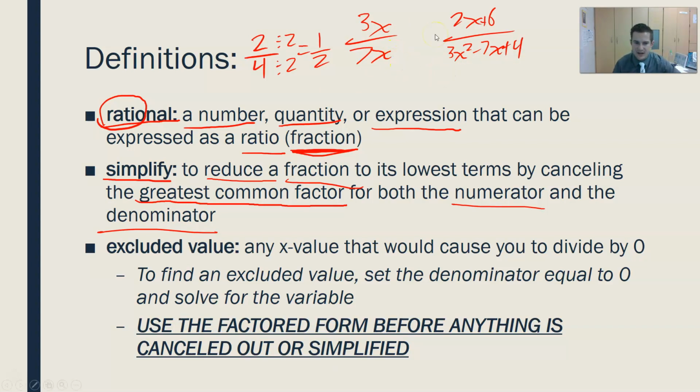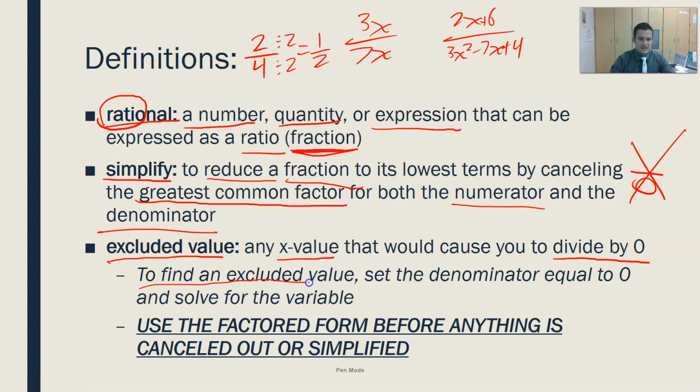And last but certainly not least, an excluded value is any x value that would cause you to divide by 0. You've probably heard in the past that dividing by 0 is a big no-no. You cannot divide by 0. It doesn't work. Mathematically, it's impossible. If you have questions about why that's the case, come talk to me. But you can't divide by 0. So any x value that would make that happen, we're going to call an excluded value. So if I find a solution that makes a fraction divide by 0, that solution is an excluded value.